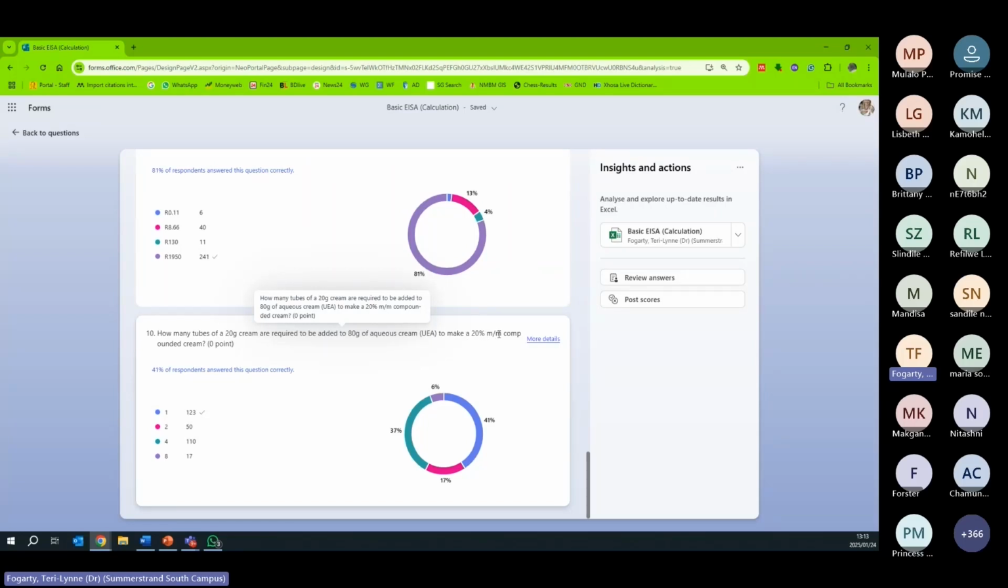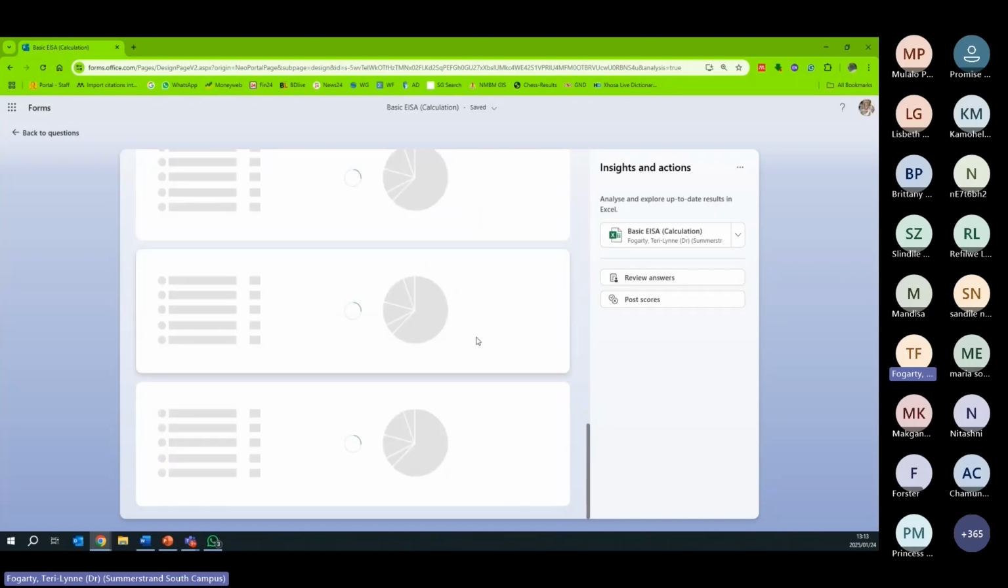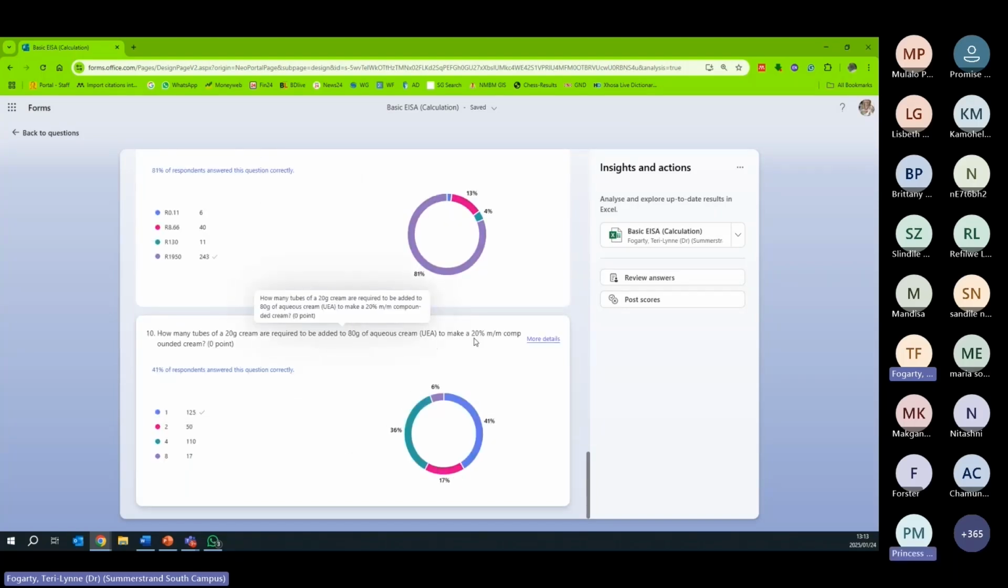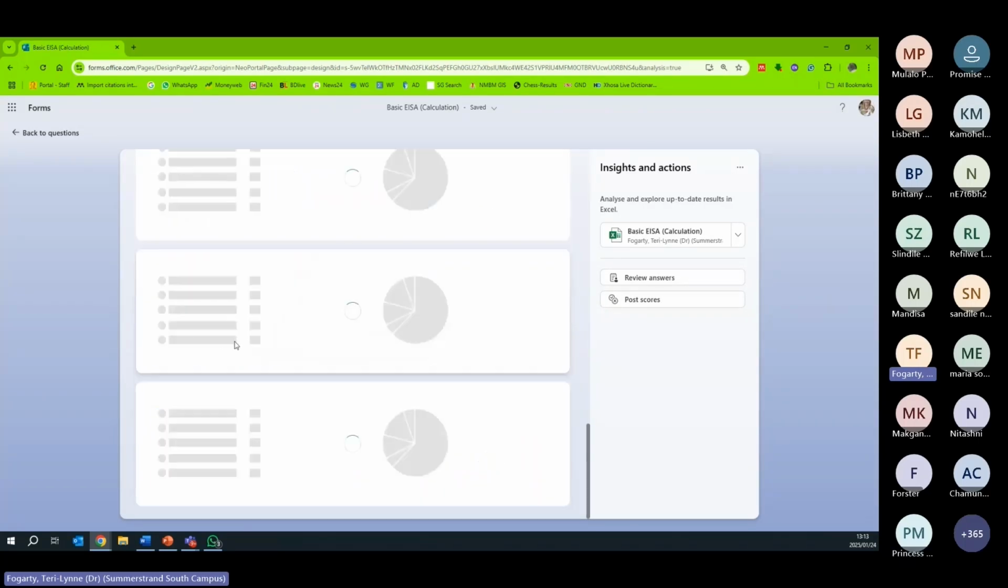So to make up my compounded cream, I only need 1 tube, because that is 20 grams of cream in my 100 grams. And 20% also means 20 grams in 100 grams. And therefore, I only need 1 tube to make up my 100 grams of compounded cream.